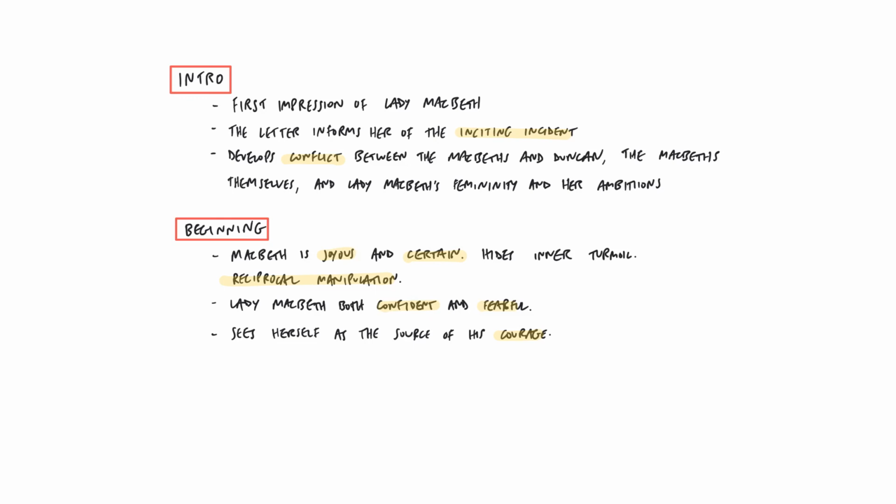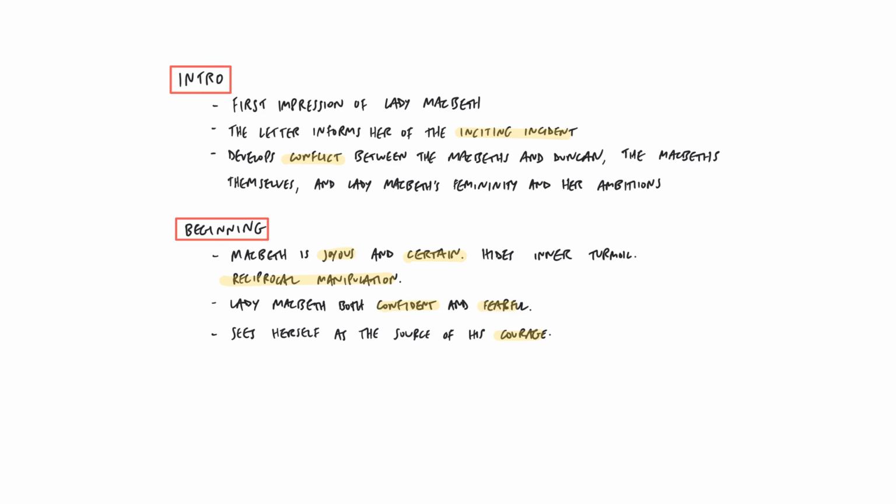Here's an overview of some of the basic points you should be making about this scene. In your introduction, show that you understand why this moment matters in the overall structure of the play. It gives us our first impression of Lady Macbeth. It shows her being informed of the inciting incident for the whole tragedy, what the witches told Macbeth. It develops the conflict between the Macbeths and Duncan, but also between the Macbeths themselves, and within Lady Macbeth, between her femininity and her ambitions. Remember, a good introduction situates the extract within the context of the structure of the whole play.